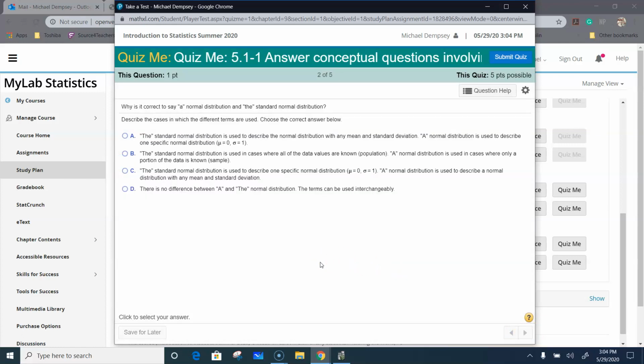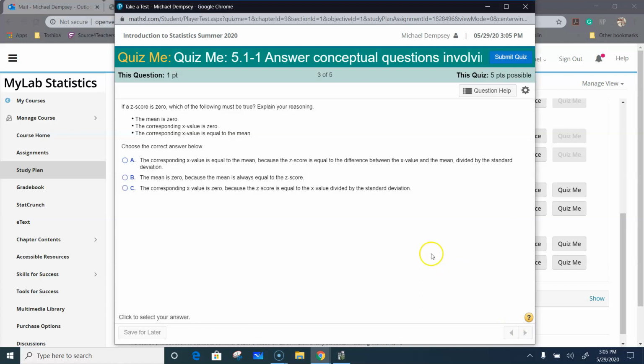And why is it correct to say a normal distribution and the standard normal distribution? So the standard normal distribution is that special normal. They all have the same shape, right? And they all follow the 68, 95, 99.7 rule, but the standard normal distribution has a mean of 0 and a standard deviation of 1. So we can correctly articulate that with choice C.